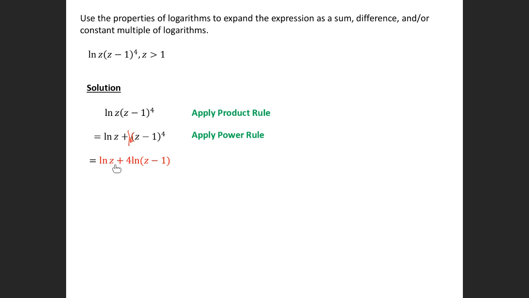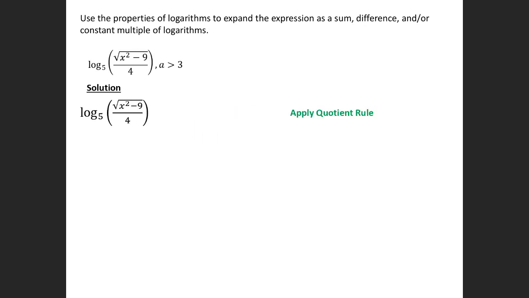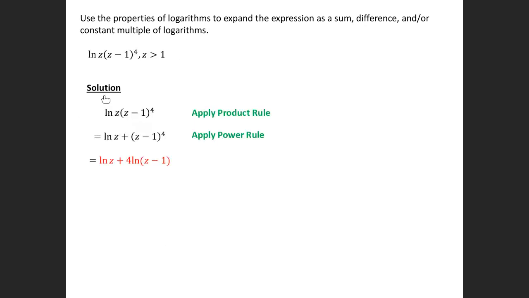So now we have natural log of z, and then we can take the 4 to the front. So now we have natural log of z minus 1. And then there's nothing else that we could have done. And so now we started with 1, and now we have multiple logarithms.